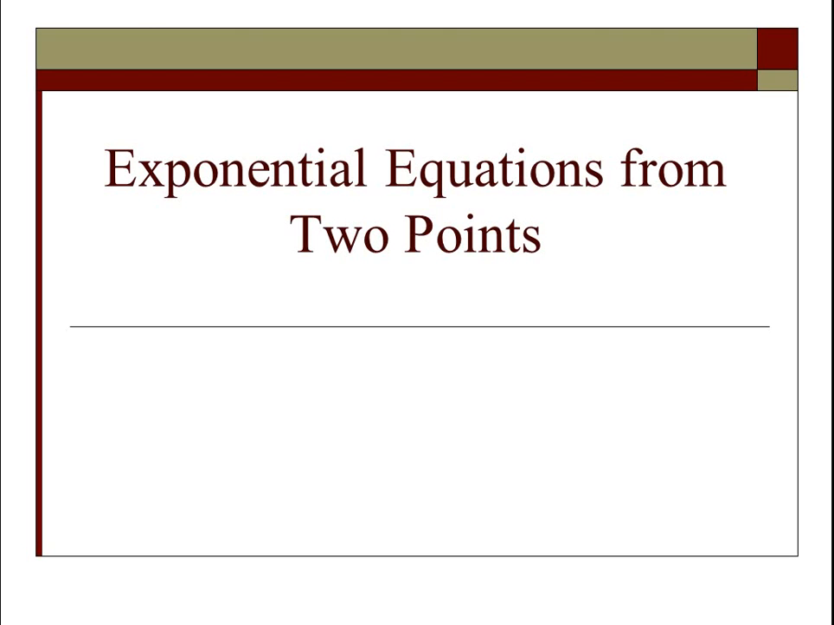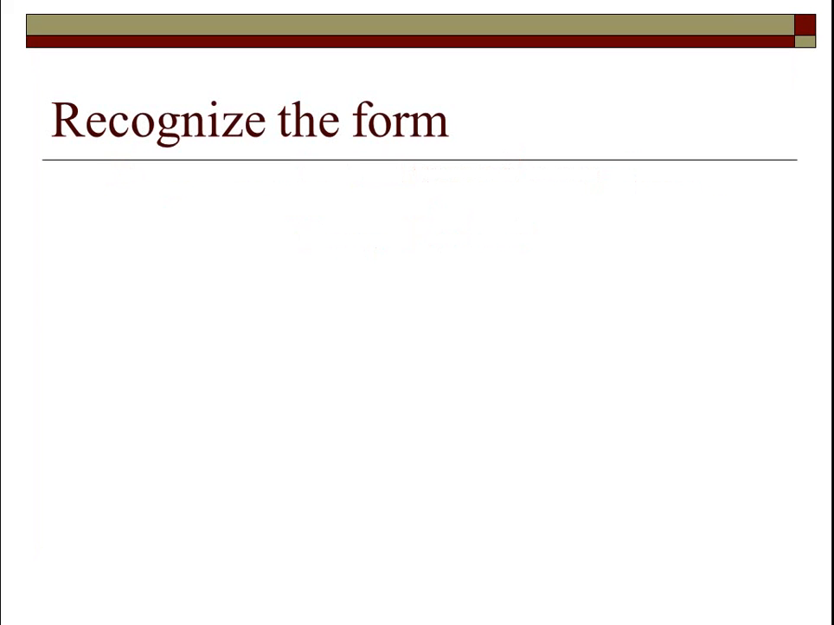Okay, we're going to be looking at finding the equation of an exponential function that travels through two points. Now, the first thing you want to do is recognize the form of an exponential equation. So if they ask you to find the equation of an exponential function, you need to realize that the form of an exponential function is going to be written in this kind of a structure. So y equals a m to the x plus b.